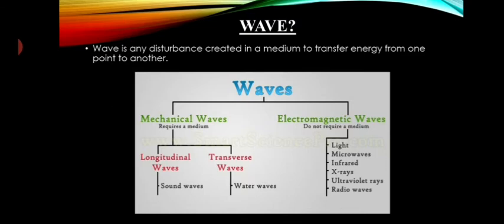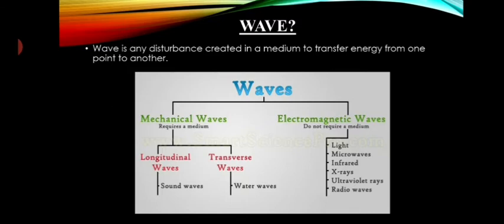Okay, so mainly waves are of two types. One is mechanical waves and the other is electromagnetic waves. Mechanical waves require a medium for transmission. The medium can be water, glass, or any medium. Whereas electromagnetic waves do not require any medium, that is, they can transfer in vacuum itself, that is, in the absence of medium. Further, mechanical waves are divided into longitudinal waves and transverse waves.